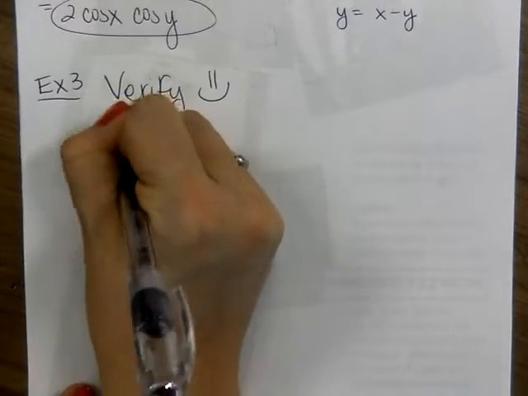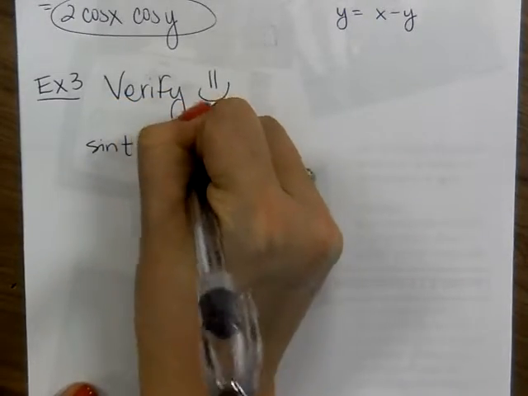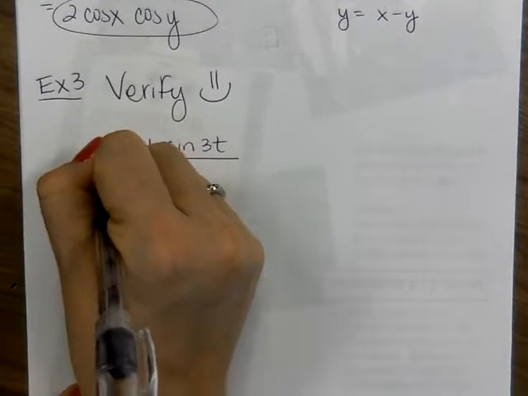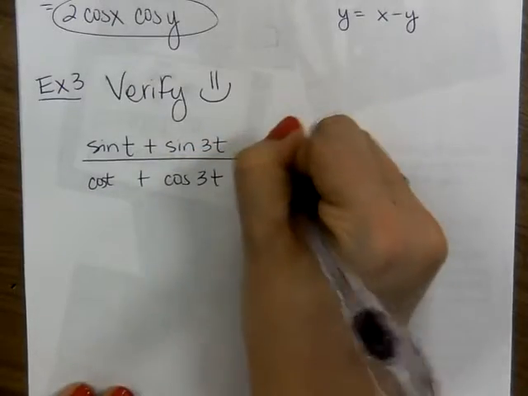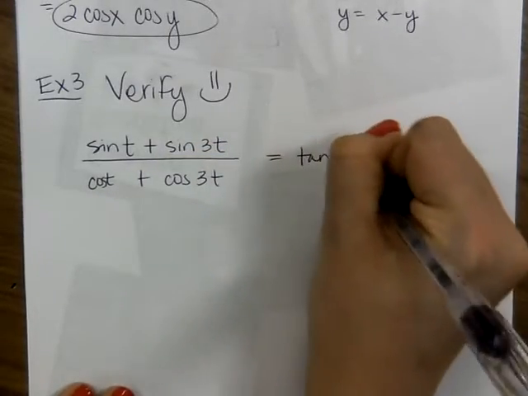All right, so sine of t plus sine of 3t over the cosine of t plus the cosine of 3t equals the tangent of 2t.